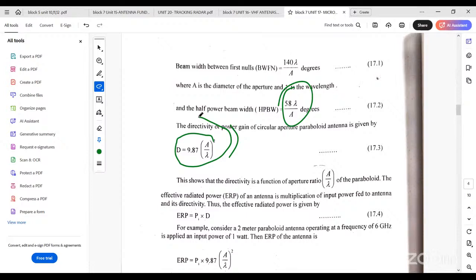Next answer. So in block 5, there are 3 essays. What are the 3 essays? You have to learn 2 cavity klystron, and either magnetron or traveling wave tube. One compulsory essay question is covered from this. Here, question number 12 is from this unit, traveling wave tube. Now we will see the traveling wave tube answer in today's class. Open page number 106.